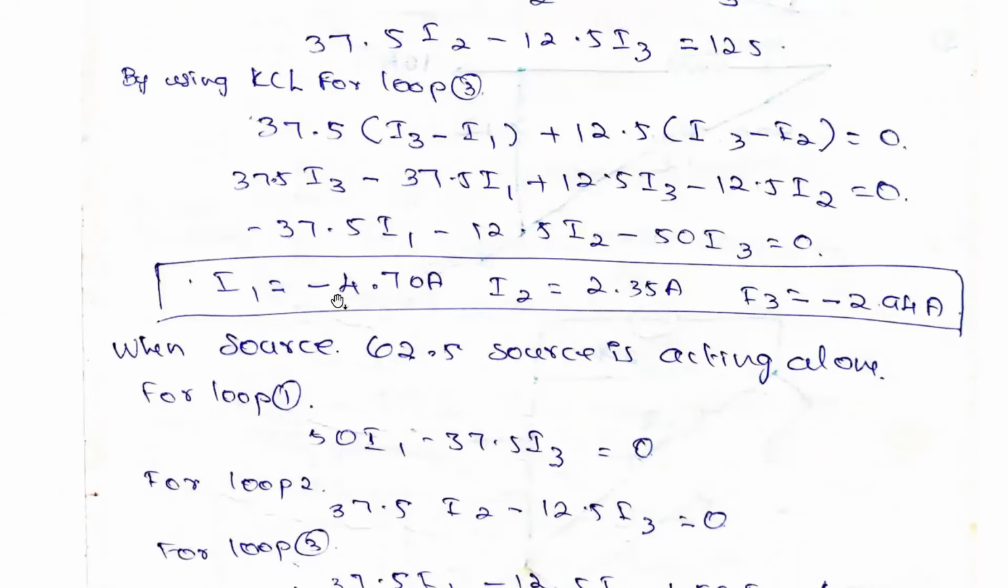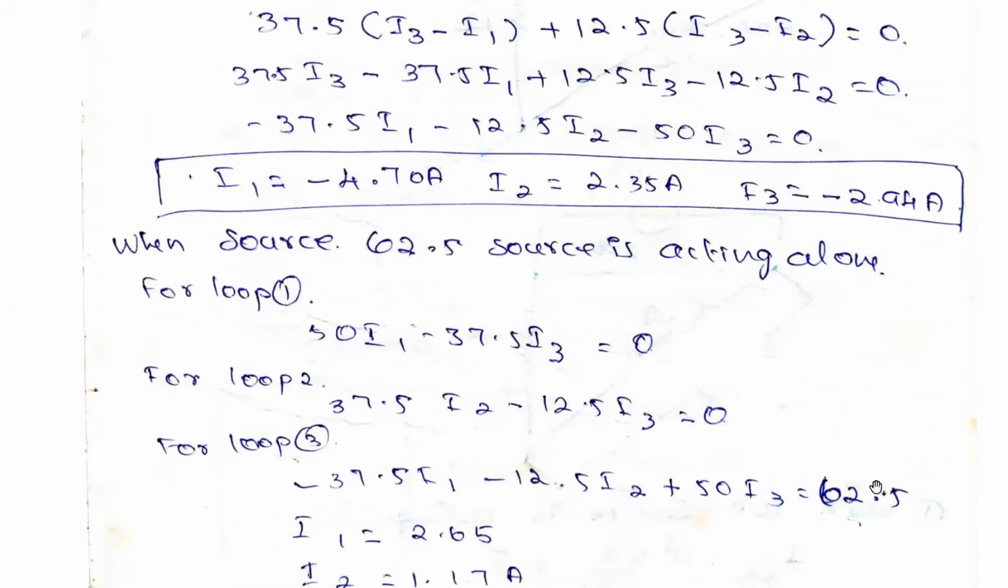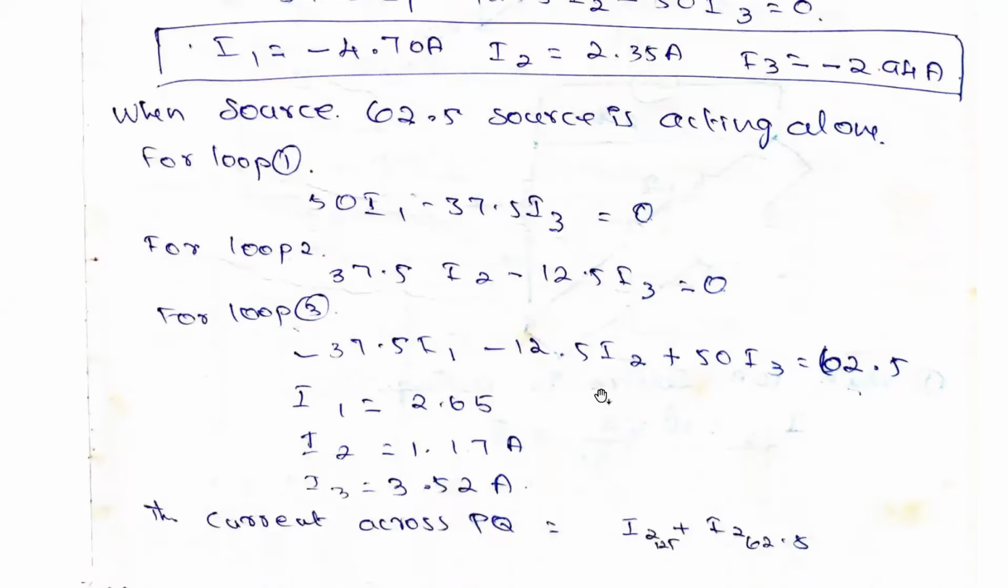Then we apply for loop 3. Here minus 62.5 will come, and if you take that to the right hand side, it is plus 62.5. So here 62.5 alone will come. Solving these three equations using the scientific calculator, you'll get I1 as 2.65 amperes, I2 as 1.17 amperes, and I3 as 3.52 amperes.